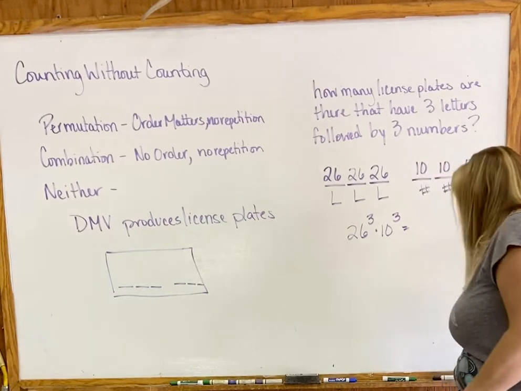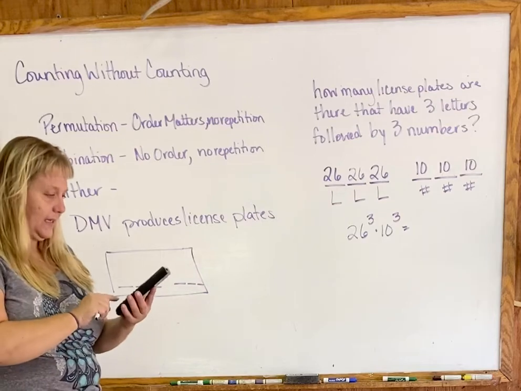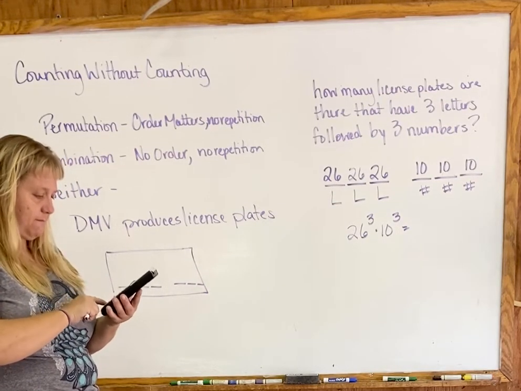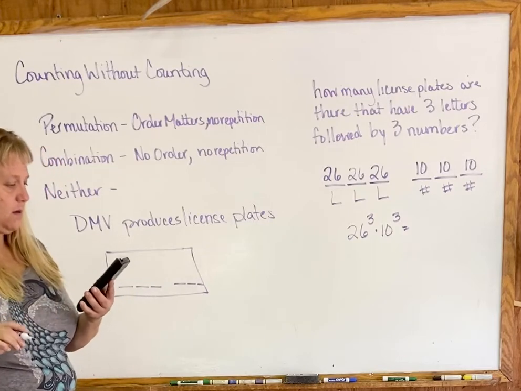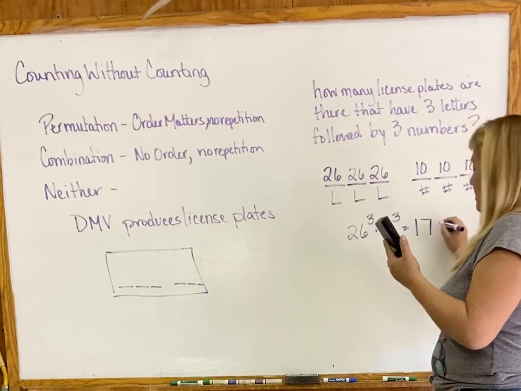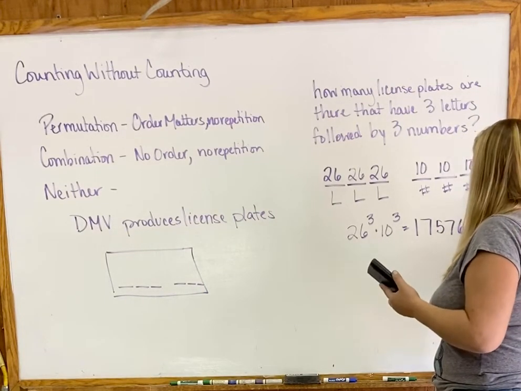And, where's my calculator? Over here. I get 26 to the third power times 10 to the third, which is 17,576,000.